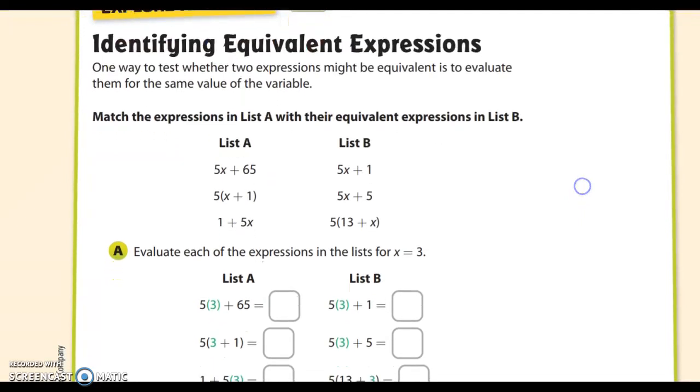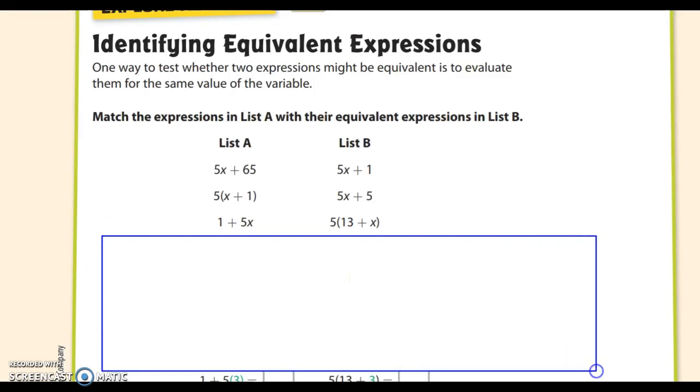Identifying equivalent expressions. One way to test whether two expressions might be equivalent is to evaluate them for the same value of the variable. Match the expressions in list A with their equivalent expressions in list B. So basically, let's pretend we didn't have this right here. That's where we're going to solve. This is a matching, and we could just guess and use our instincts, and we might even get some of them right.